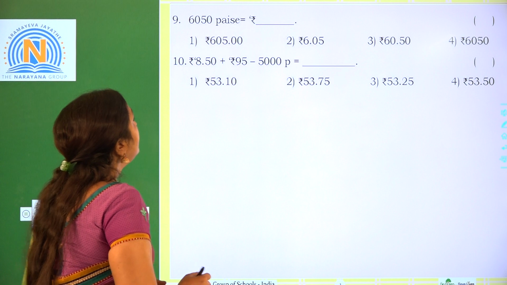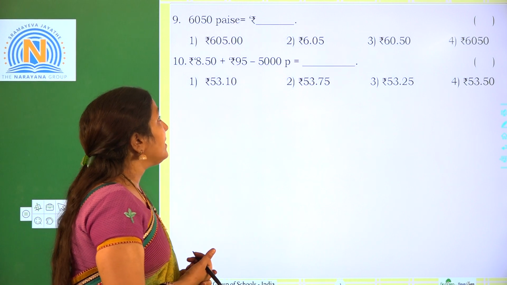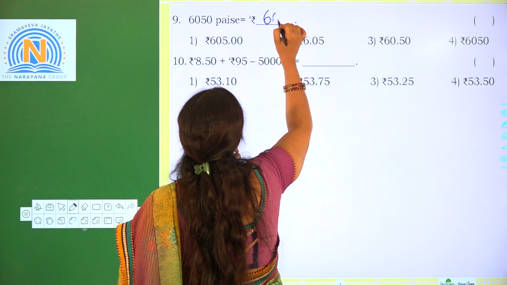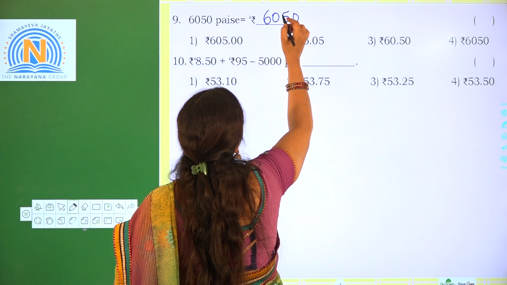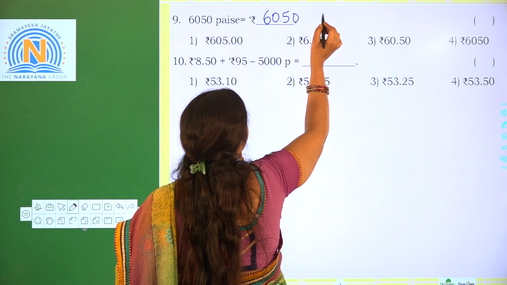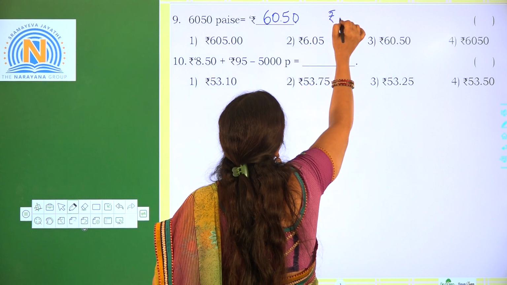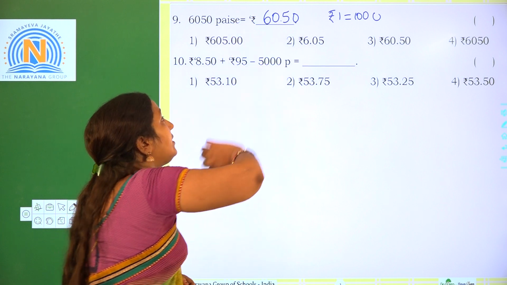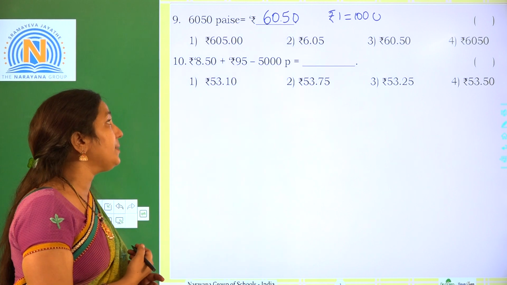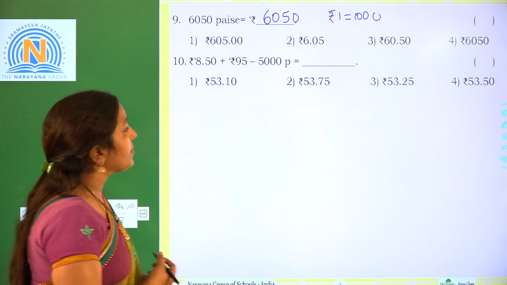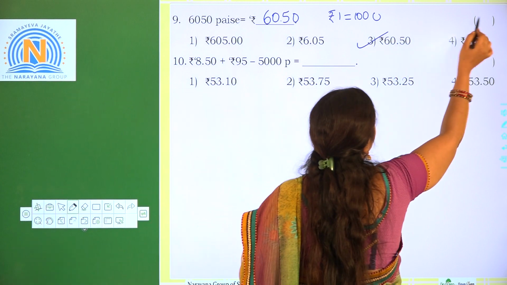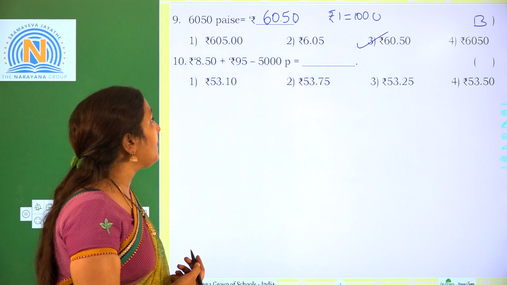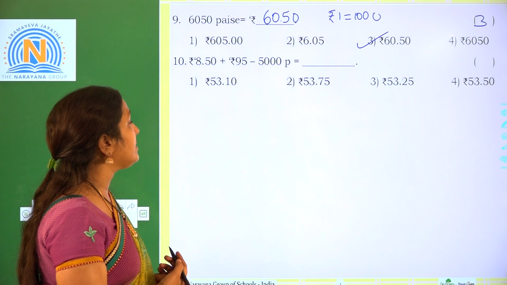Next, 6050 paise equals how many rupees? So we just write the same number and put the point here, because 1 rupee equals 100 paise. So 6050 paise equals how many rupees? 60 rupees 50 paise. Which is the correct option? Option 3.